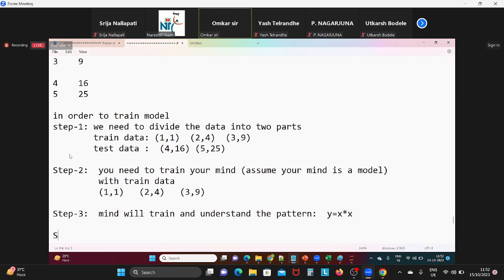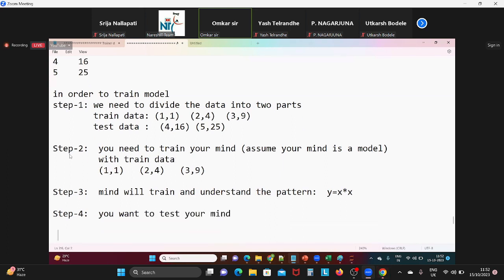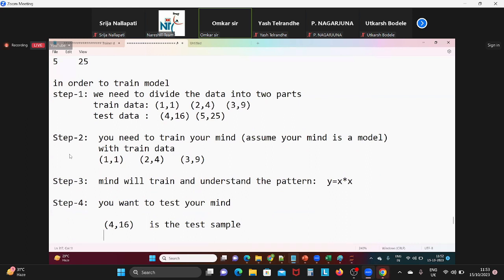Now step 4: this time you want to test your mind. What is your test sample? 4, 16 is the test sample, correct? Now in order to test your mind, which value will you pass? Tell me which value you will pass to your mind.